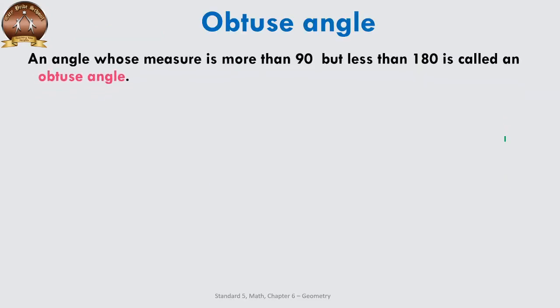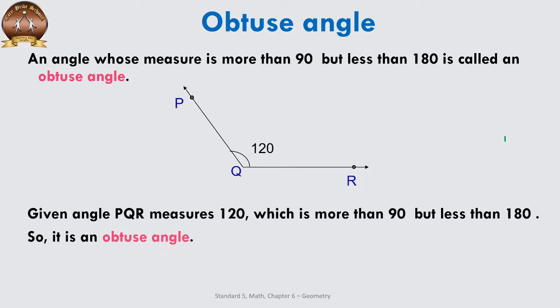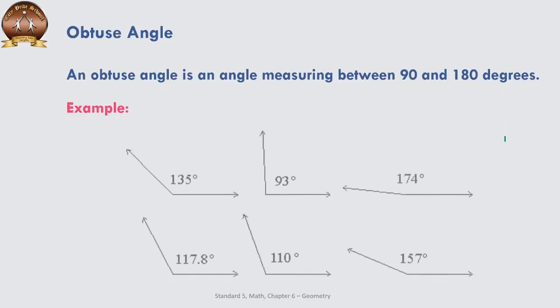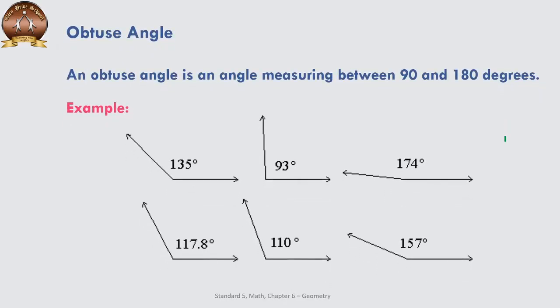Obtuse angle. An angle whose measure is more than 90 but less than 180. It is known as an obtuse angle. For example, angle PQR measures 120 degree, which is more than 90 but less than 180 degree. It is known as an obtuse angle. Angles shown below are all obtuse angle. 135 degree, 93 degree, 174 degree, 157 degree, 110 degree, 117.8 degree. They measure between 90 and 180 degree, so they are known as obtuse angles.